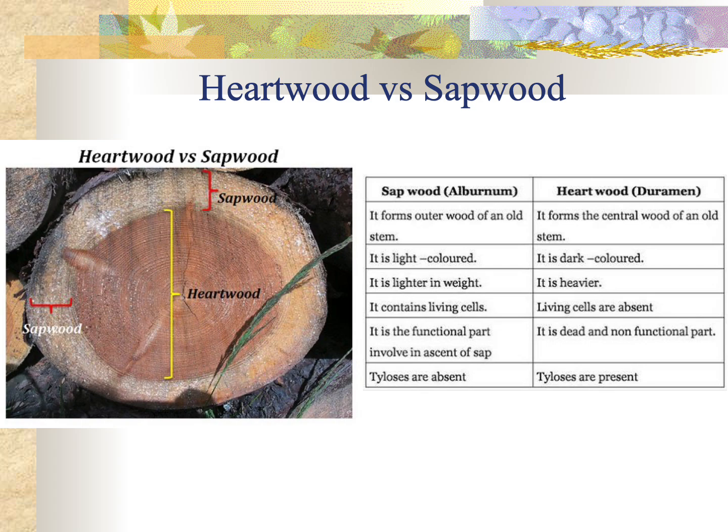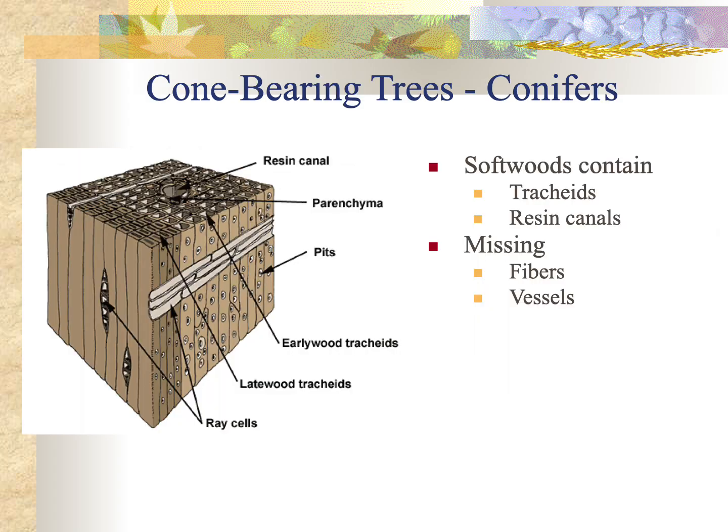That really doesn't affect the tree too much as long as there's enough sapwood. The sapwood contains living cells, usually light in color, that is functioning. That means carrying water. They are not blocked. They are not collapsed.